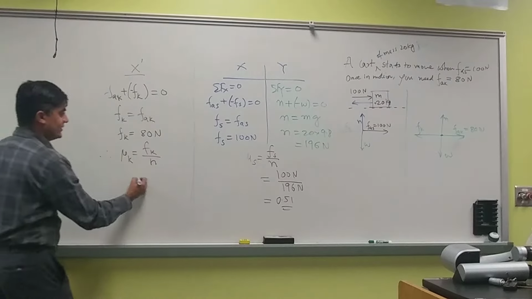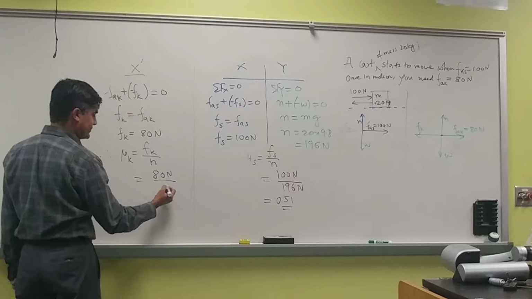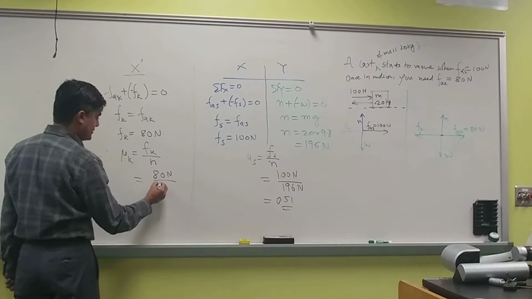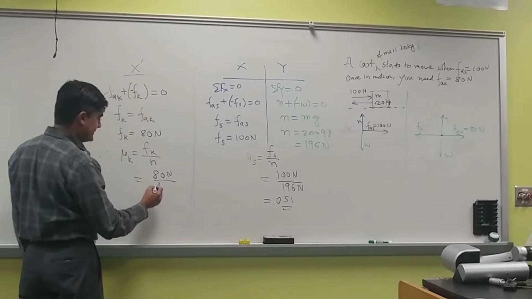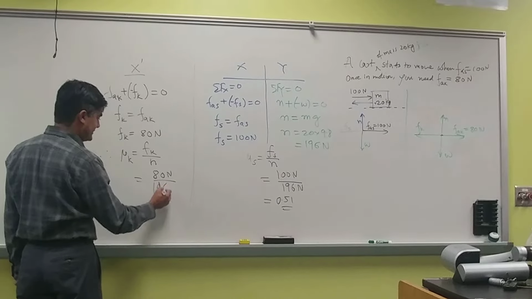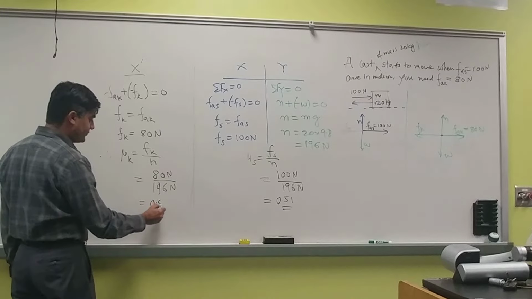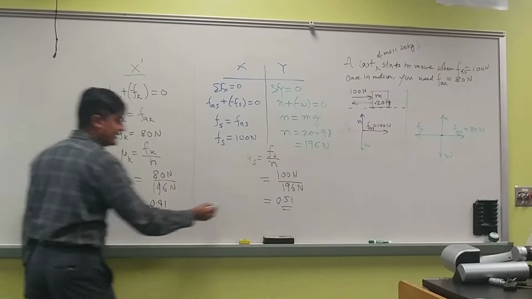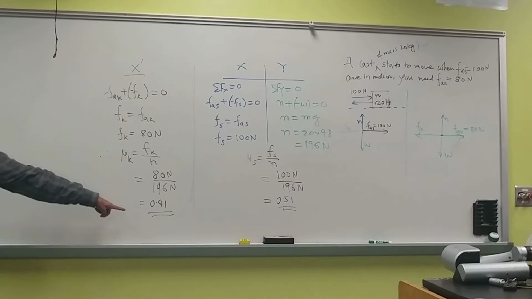So this F of k is 80 Newton divided by N. What is N? 196. 196 Newton. So this will give 0.41. So can you see here? The static friction is greater than the kinetic friction. Are you following? Static friction is always greater than kinetic friction.